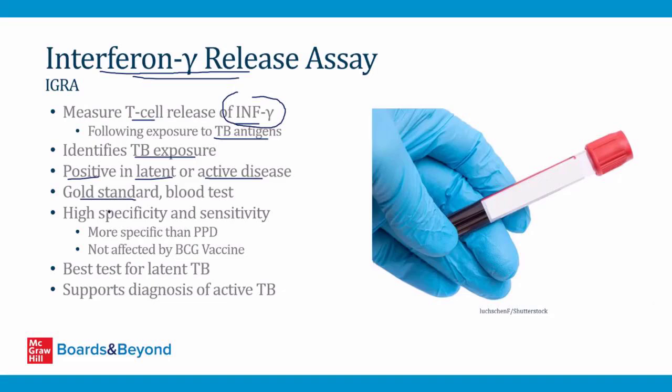The reason it's become the gold standard is because it has a high specificity and sensitivity. It's more specific than the PPD testing, which we'll talk about in just a minute. It's also not affected by the BCG vaccine, which we will also discuss shortly. And so this is the best test to identify latent tuberculosis infection, and it also can be used to support the diagnosis of active tuberculosis. This test can't tell you a person has active tuberculosis, but it can tell you they've been exposed, and that makes it more likely that they may have active disease.